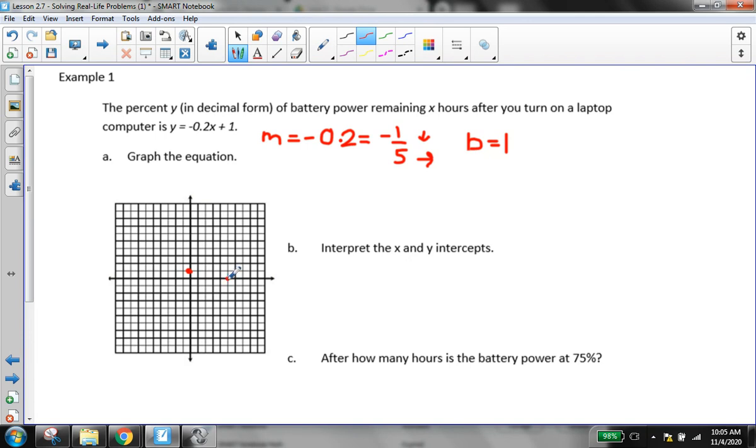And make your next point. You can do that a bunch of times if you want, but 3 points would be fine. Then you're going to draw a line that extends through those 3 points.